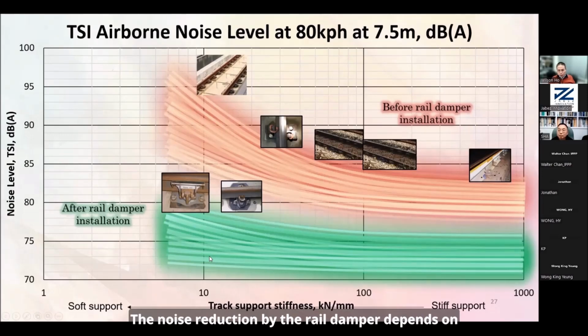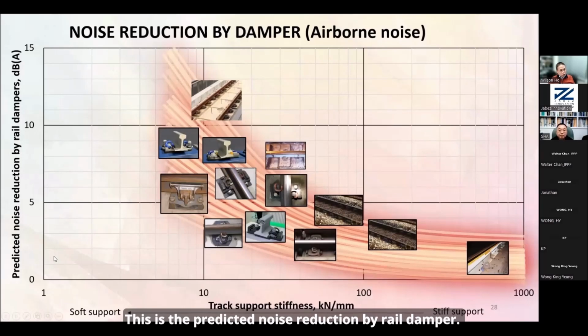So how much noise reduction the wheel damper gives really depends on how much noise was originally coming from the wheel track. In the ballast track, it only reduces 3 or 4 dB. In the resilient base plate floating slab track, it can easily achieve 10 or 12 dB noise reduction with the wheel damper. Okay, this is the noise reduction by wheel damper predicted. So it really depends on which type of fastener is being used.